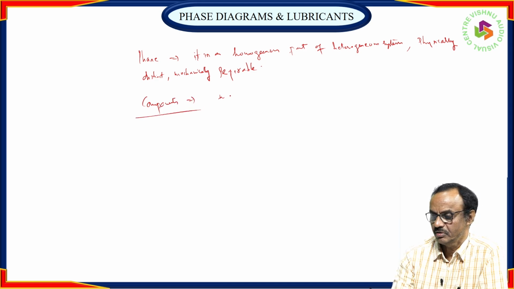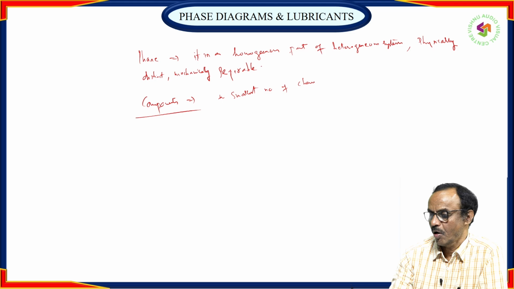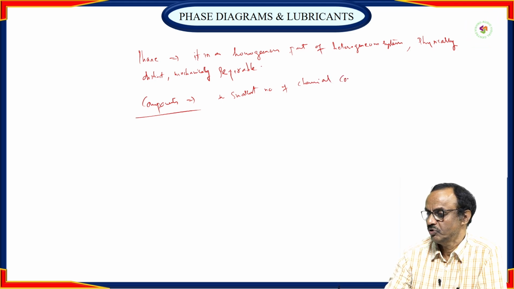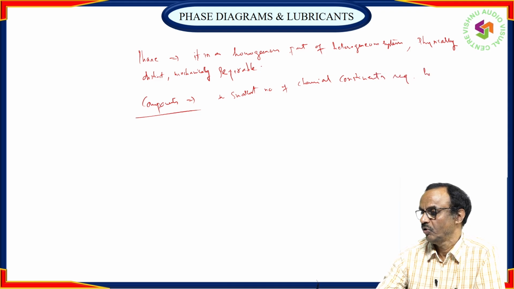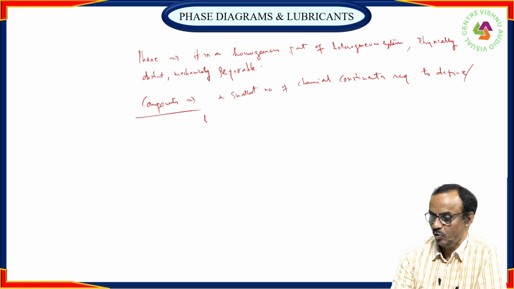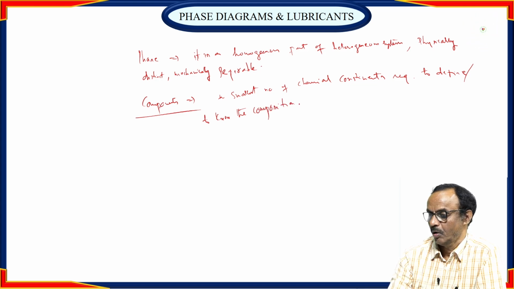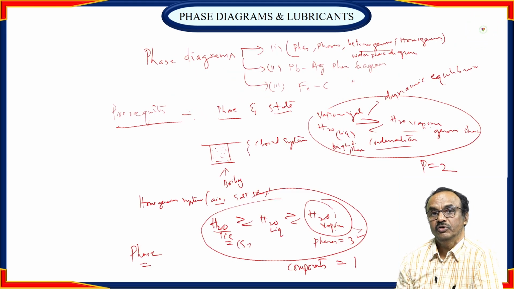Components: the minimum or smallest number of chemical constituents required to define, to know the composition of each phase. We need to define each phase.